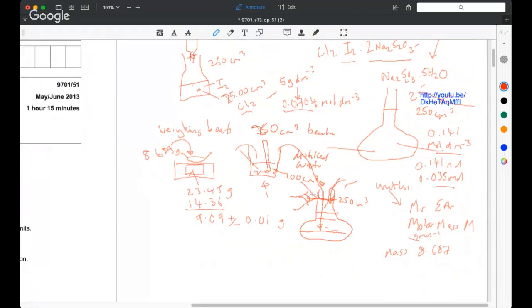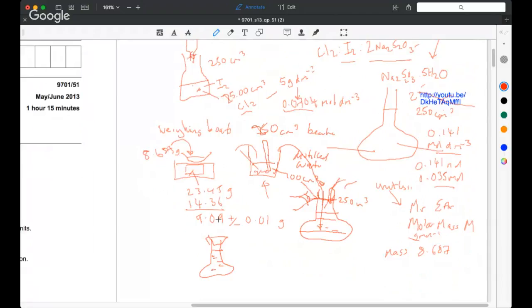And then once you've done all of that and you've taken the funnel out and you filled it up to exactly 250 centimeters cubed, your almost last job with this solution is you put a stopper in. Because if you leave it on the bench on a hot day, then you could come back to it in an hour's time and some of the water has evaporated, and that's made the solution more concentrated than you were expecting. So putting a stopper in is always a good idea.